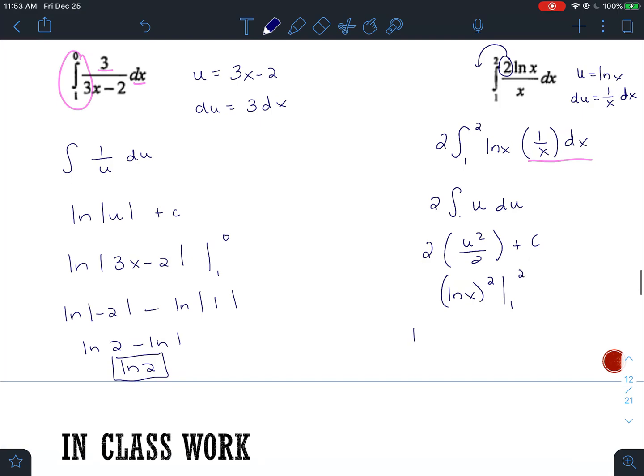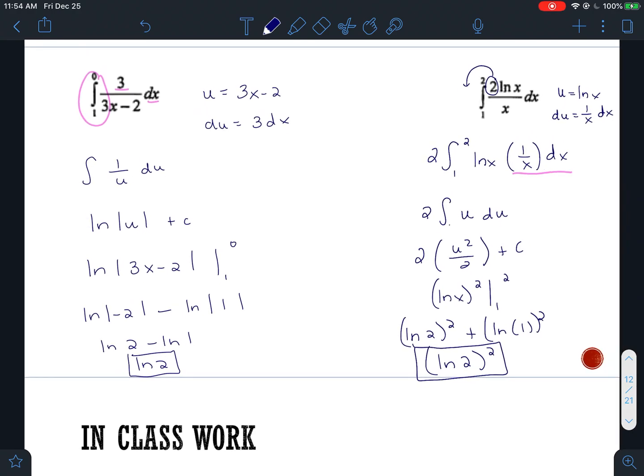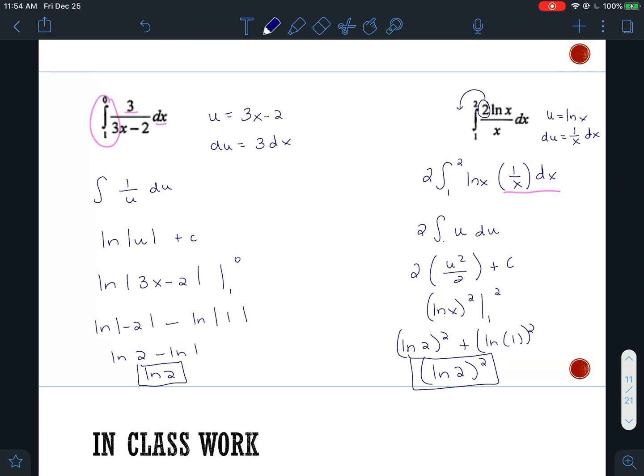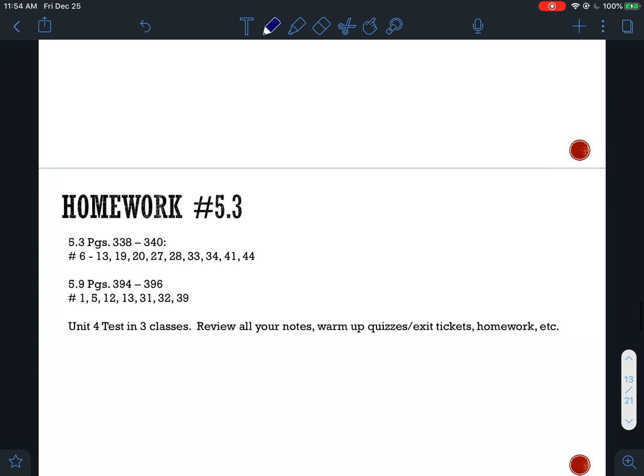And now I'm going to use those bounds. I want to evaluate it between 1 and 2. So this would be the ln of 2 squared minus the ln of 1 squared. The ln of 1 is 0, so this is just going to be the natural log of 2 squared. And so that is u substitution with definite integrals. Your homework is your worksheet.